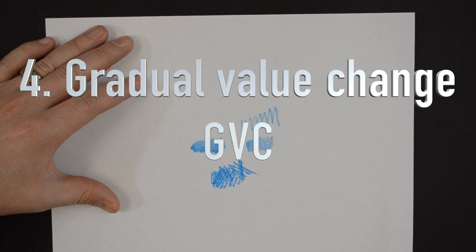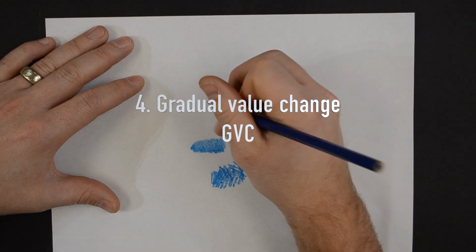GVC is what I like to call it. Gradual value change is when you start with one value, and as you work away from that value, you get to the opposite value. And what I mean by value is dark to light. Dark is one value, light is the other value. And it's gradually changing from one to the other. This helps the illusion of form being placed into your optical illusion.